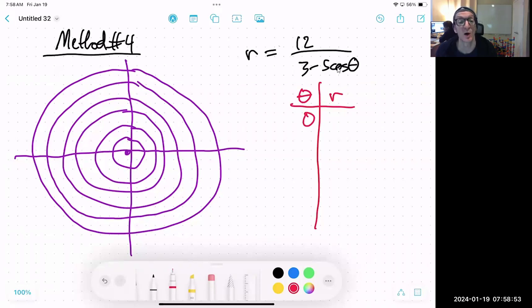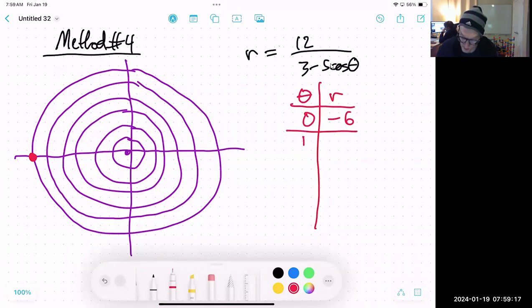And so this becomes 3 minus 5, which is -2. And so you get 12 over -2, which is -6. Okay, what does that mean? That means that when theta equals 0, r equals -6. Whoa. That means that I can just plot that point. All right, let's keep going.